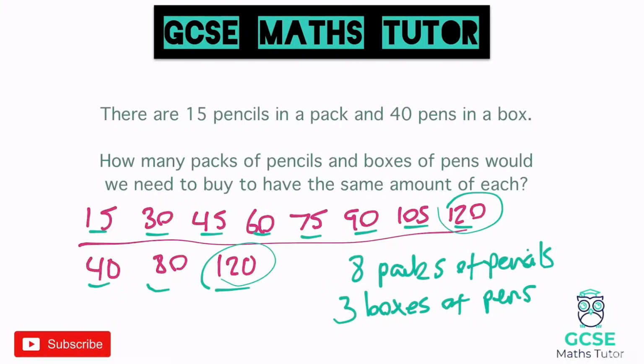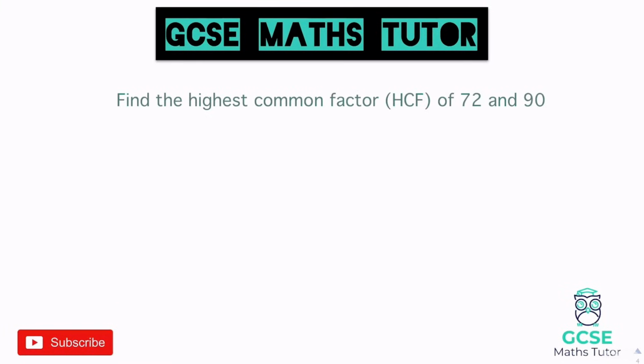Let's have a look at the next one. So find the highest common factor of 72 and 90. So we've got different methods of doing this. We can write down 72, we can write down 90 and start finding all their factors. We can of course use the prime factor method, but let's have a look.